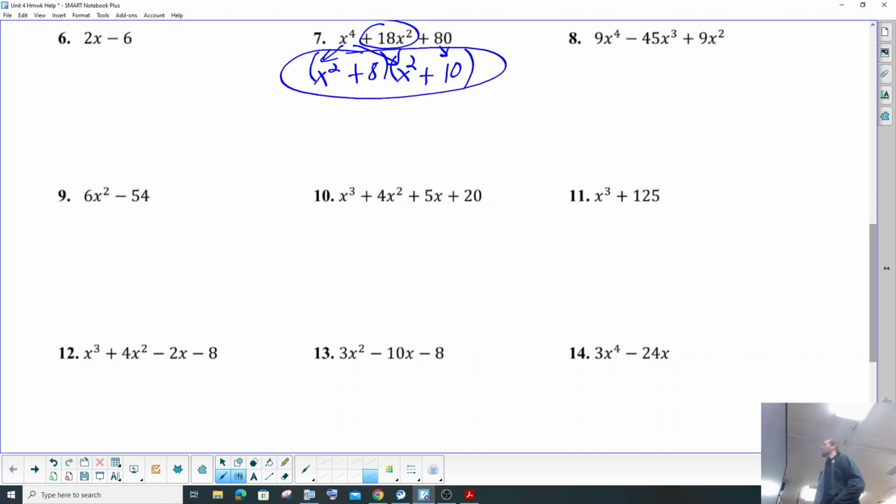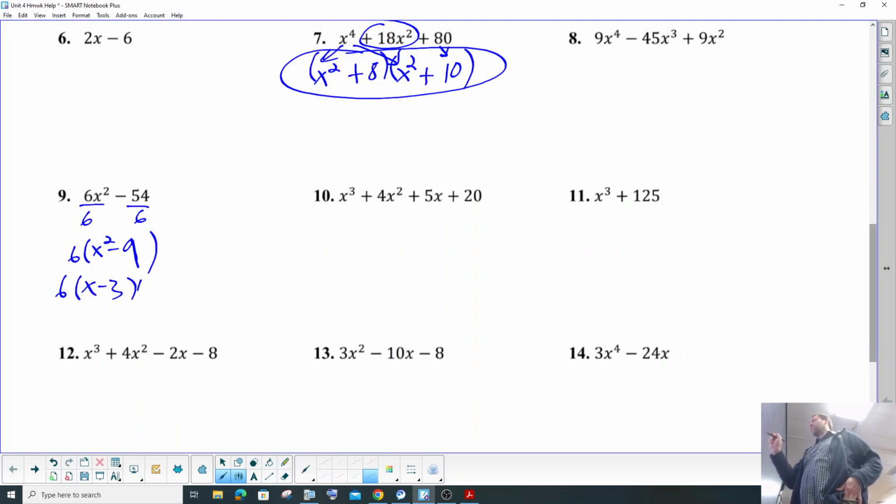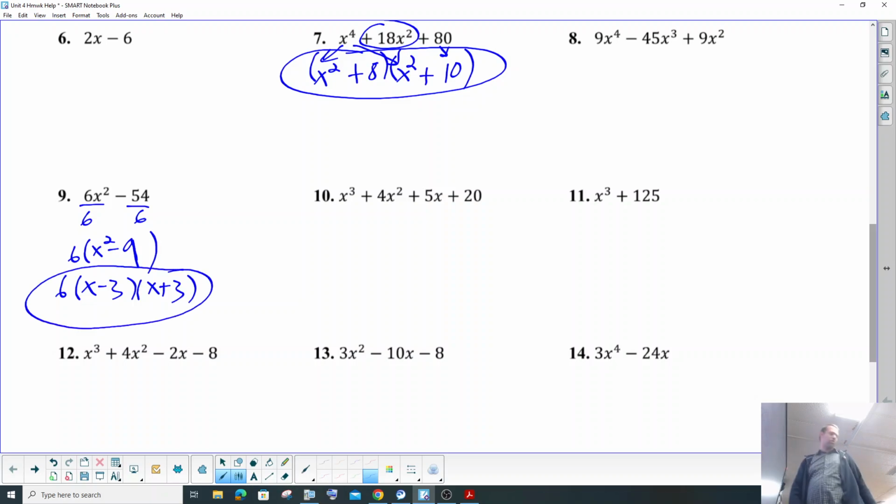Cool. Okay, so then, pull out the GCF. So a 6 and a 54, if you pull that out, you're left with x squared minus 9. Can we factor more? Is it a difference of squares? You know it is. So that's going to factor into x minus 3 and x plus 3. Do you remember how to factor? Okay, so number 11 is something new, right?